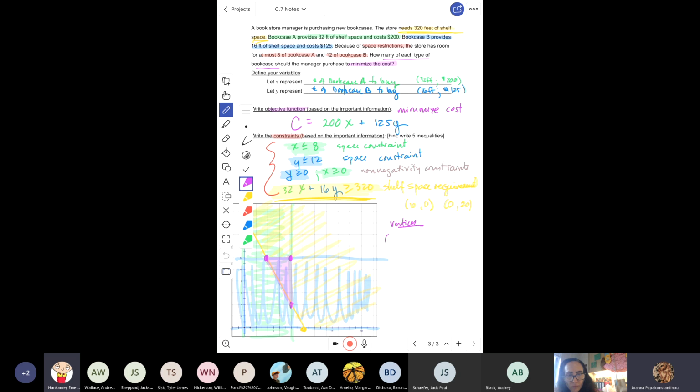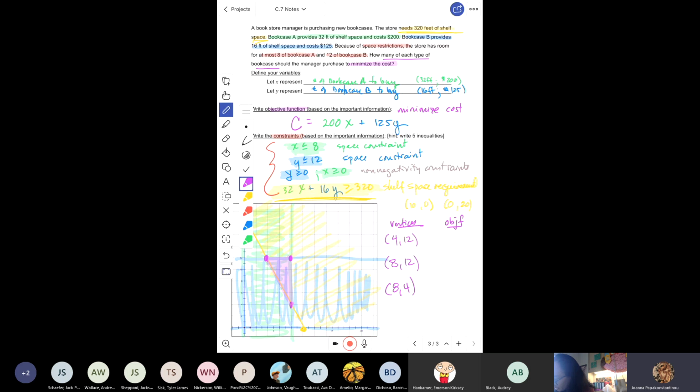(4, 12), yes. What else? (8, 12), and last but not least, (8, 4). Now, if you can't easily tell what they are, you may have a system to find that, but you can do that. Now, let's look at the objective function.